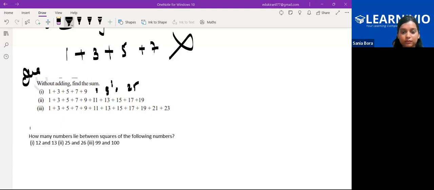Ma'am, how many numbers lie between the squares of the following numbers? That I will teach you. Don't worry, I'll teach you.